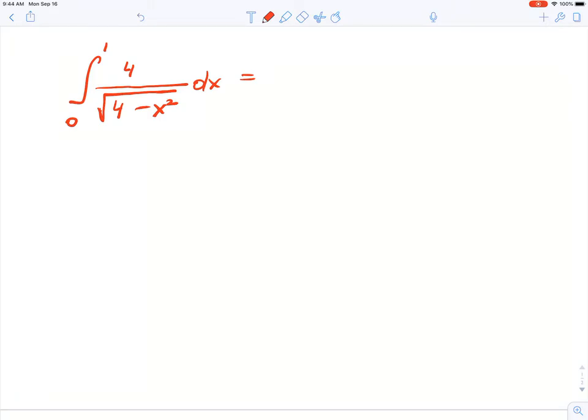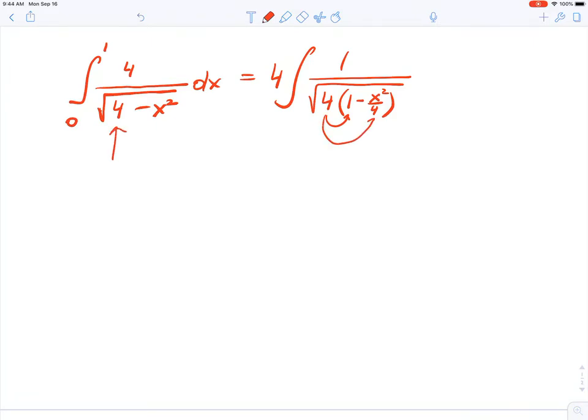I will put that 4, which is in the numerator, in front of the integral, and under the square root I will factor out 4, and I will have 1 minus x squared over 4, because multiplying back, 4 times 1 is 4, and 4 times x squared over 4 is x squared. Okay, let's keep working with our steps.